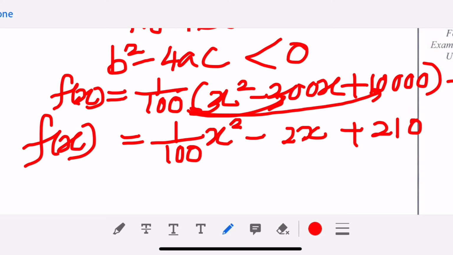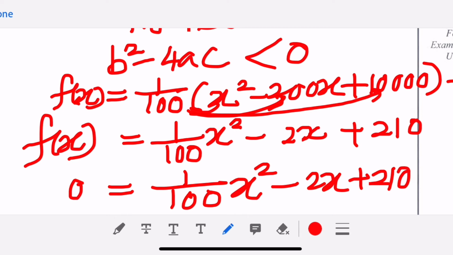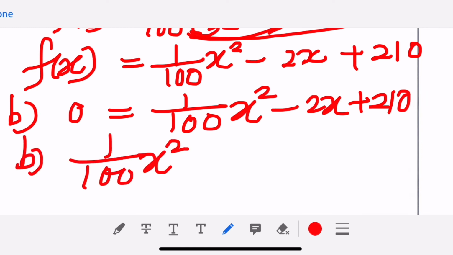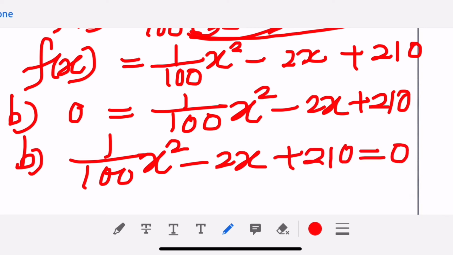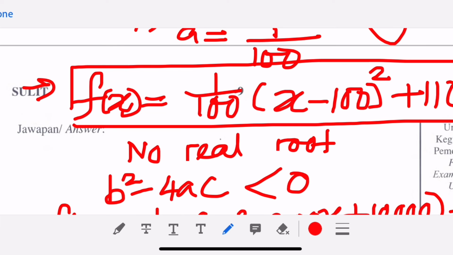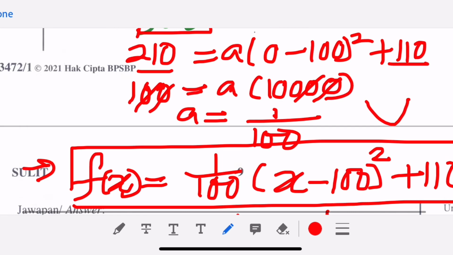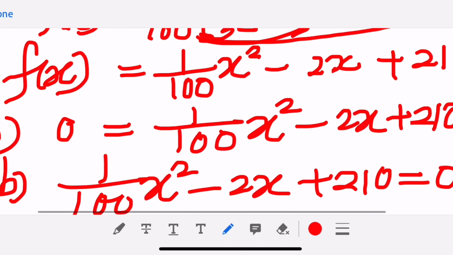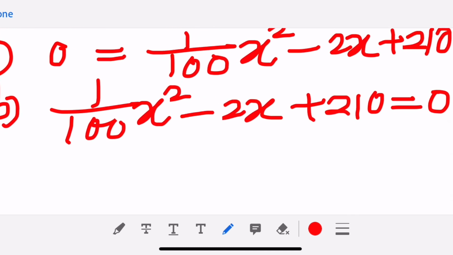For the question to find the equation of the parabolic swing rope, if we want to find the equation, we have to let the f(x) equal to 0. So for B, this should be the better answer. Why? Because the question mentioned quadratic equation. It's not a function, right? So you cannot leave your answer as a function. If you leave your answer this way, they will deduct a mark because this is a quadratic function. So read the question and look at the keywords. Be very careful so that you won't lose any marks. So the right answer should be this one, not the one just now.